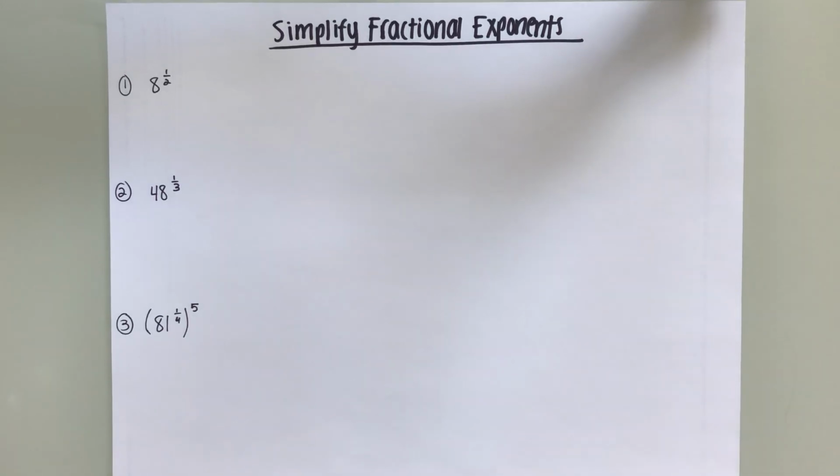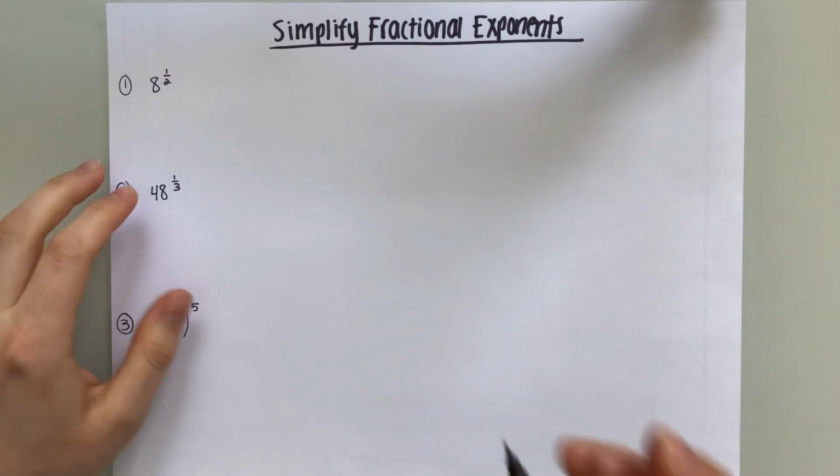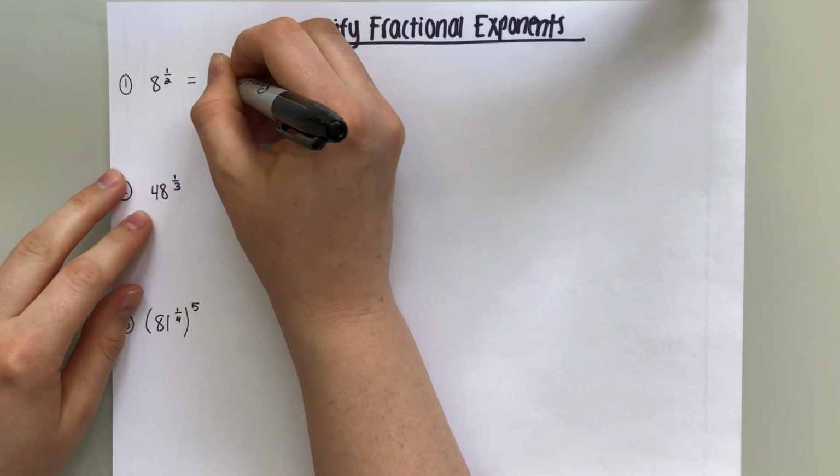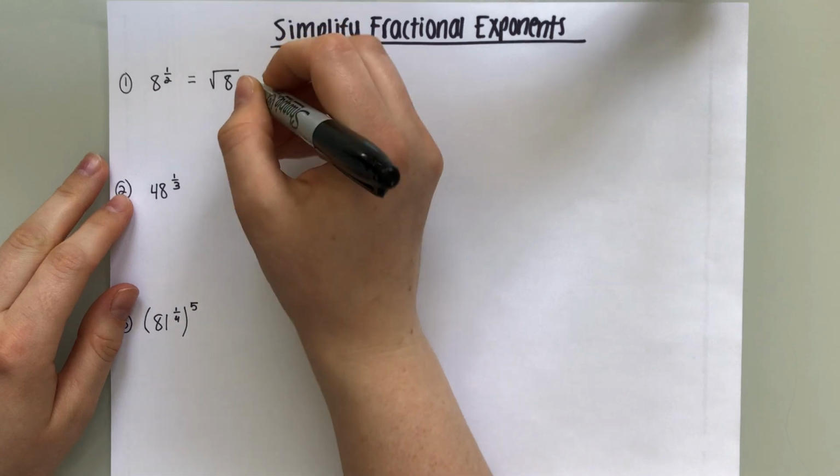We're continuing with fractional exponents this week. So last time we were talking a little bit about how to deal with these. We're going to be simplifying expressions this week. So for number 1, we have 8 to the power of 1/2. That just means that we have the square root of 8. And we can simplify that.